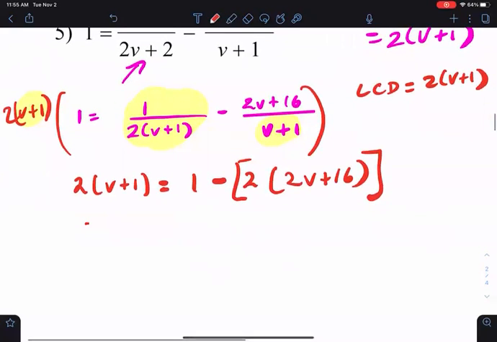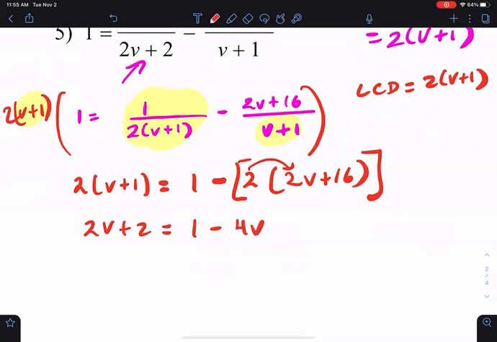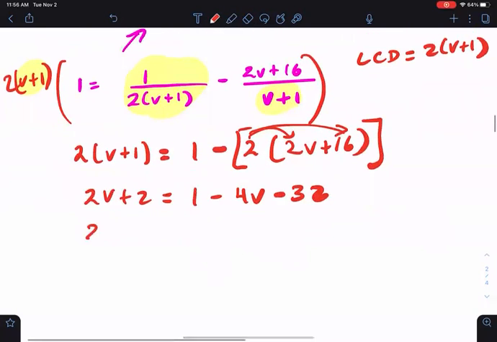And now you solve. So this is 2b plus 2 equals 1 minus, well, you need to distribute this, right? Distributive property. This times this, that's 4b. And then 2 times 16, that's 32. But it's going to be negative 32, right? Because of the sign outside. So you combine like terms, 2b plus 2 equals, what is this thing? Negative 31, right? Negative 31 minus 4b.